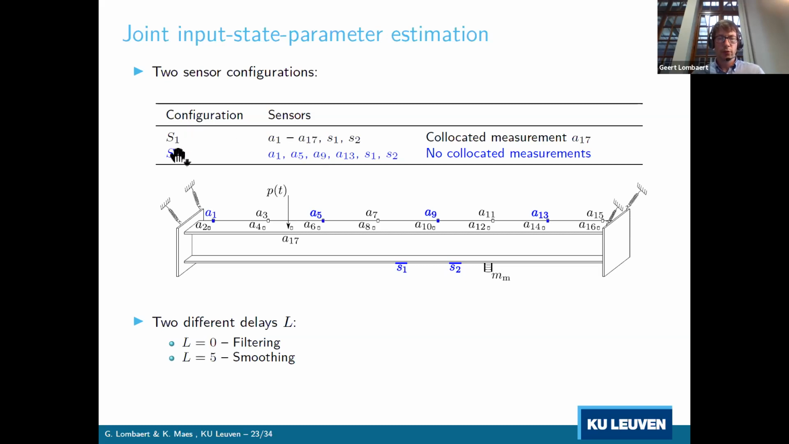I'll compare results for these two sets, as well as for two different delays. A delay of 0 corresponds to the filtering discussed or considered earlier, and then a delay of 5 means that we consider in addition 5 future data points for the estimation of the input and the state.